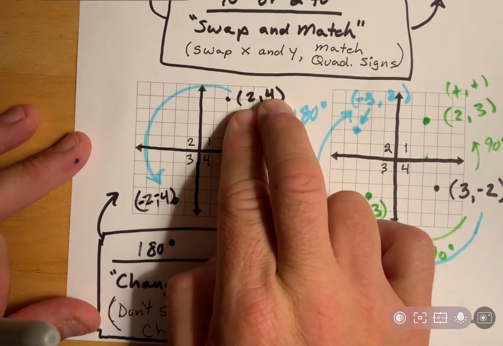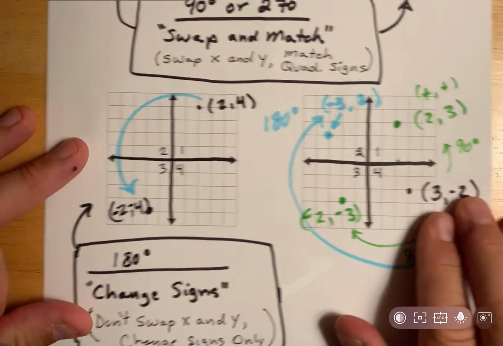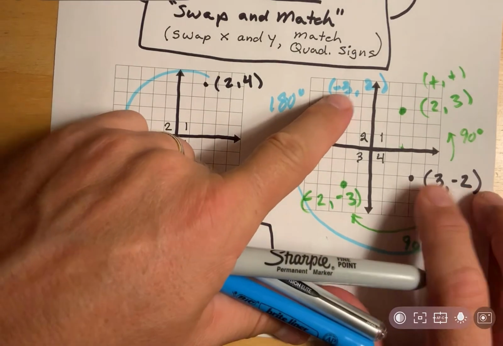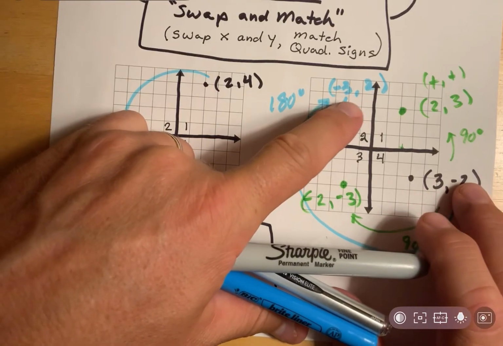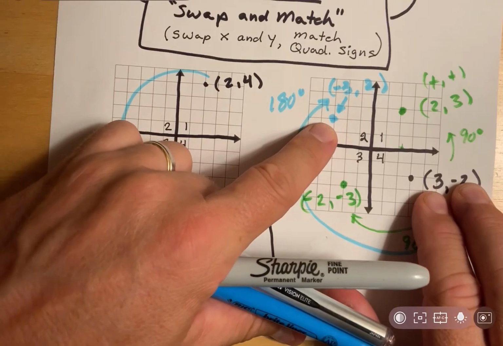but just change the signs, either from positive to negative, or like you had in this case right here where one was positive, one was negative, they then become negative, or positive to negative here, and then negative to positive there. They just change the signs only, and that's the new location. You then get that dot to show up.